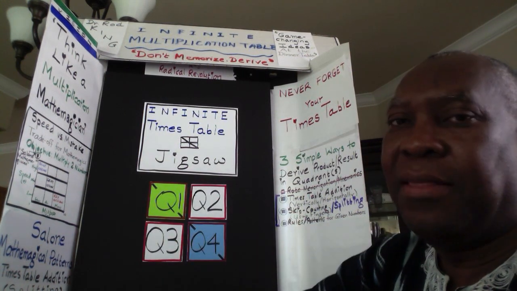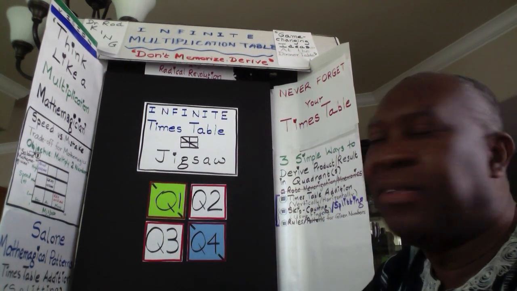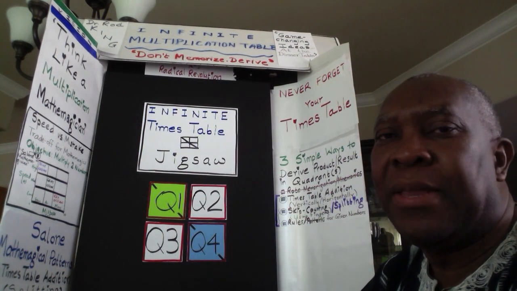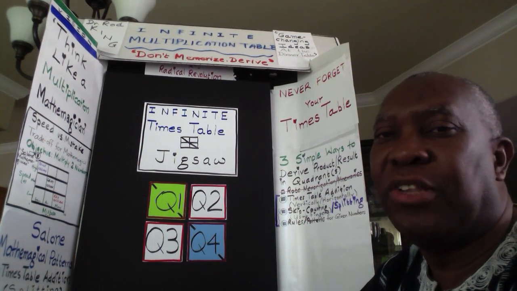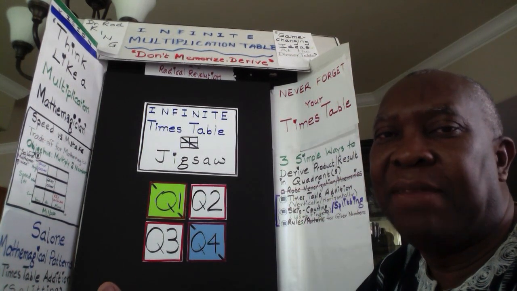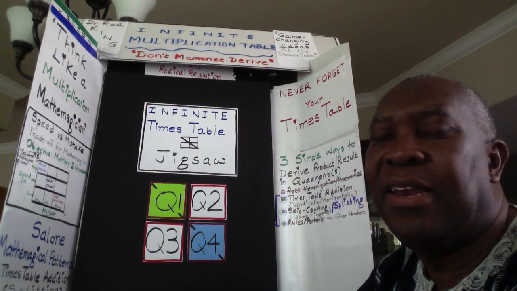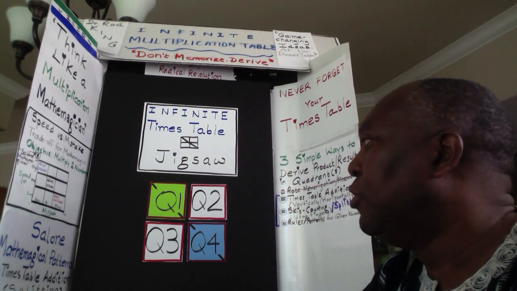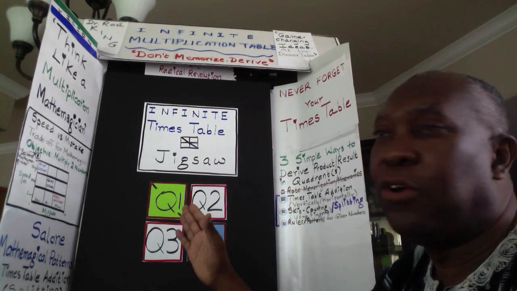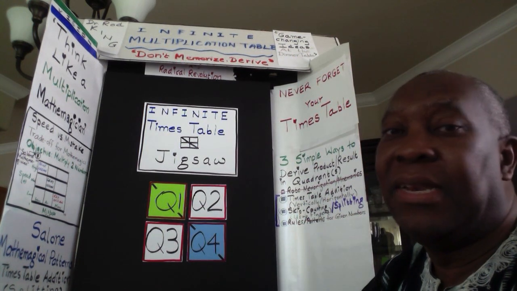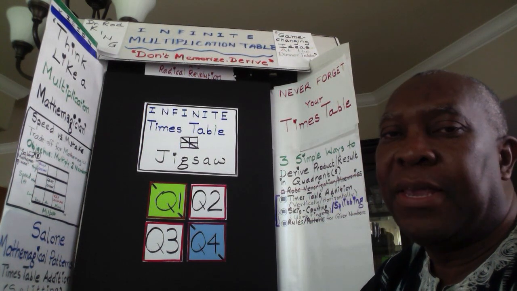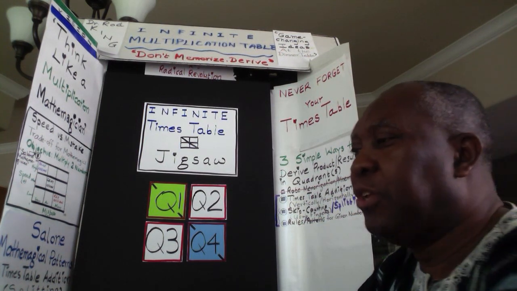So when it comes to the structure of the infinite times table, in the last presentation I noted that there are 4 quadrants of the 10 by 10 multiplication table. We don't need the 11 times table, and we also don't need the 12 times table since they are inherent in a 10 by 10 table. So we are using the 4 quadrants to simplify learning of the infinite times table jigsaw puzzle.